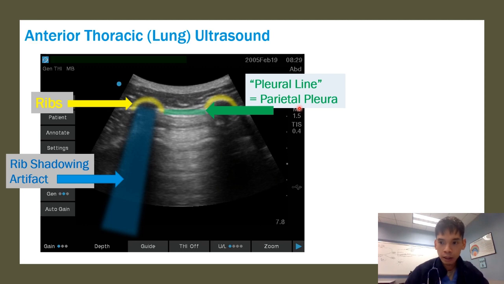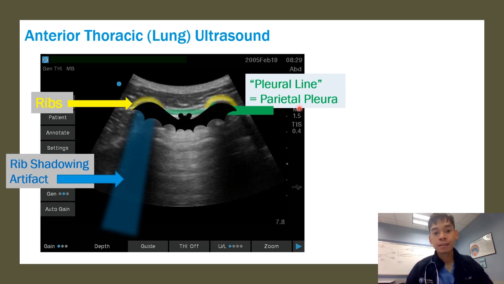Let me go ahead and highlight the pleural line here. This combination between the ribs and the pleural line, some sonographers and ultrasound professionals may call the bat sign. It takes a little bit of imagination to see a bat, but nonetheless, if you look up bat sign ultrasound, this will show up.